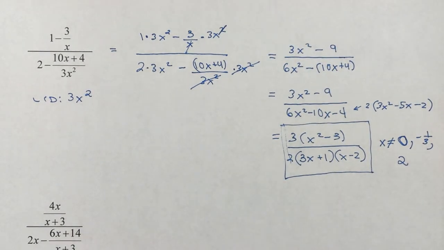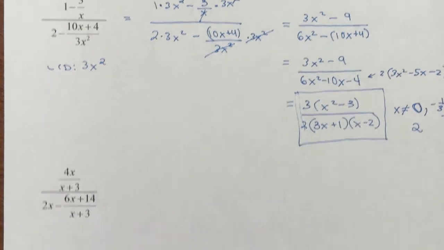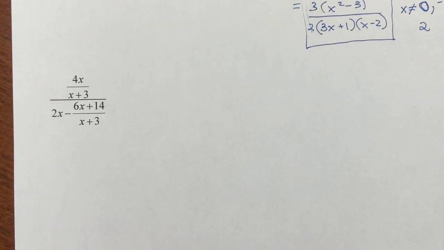So again, you should know how to find restrictions always, but they won't always come up. They won't always be useful to a problem. But I'm going to keep emphasizing them. Let's do one more example. Here I have 4x over x plus 3 over 2x minus 6x plus 14 over x plus 3. So again, the LCD is pretty simple here. It's just x plus 3.